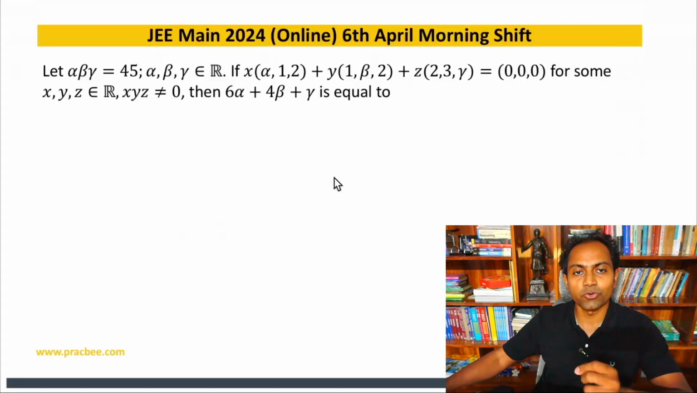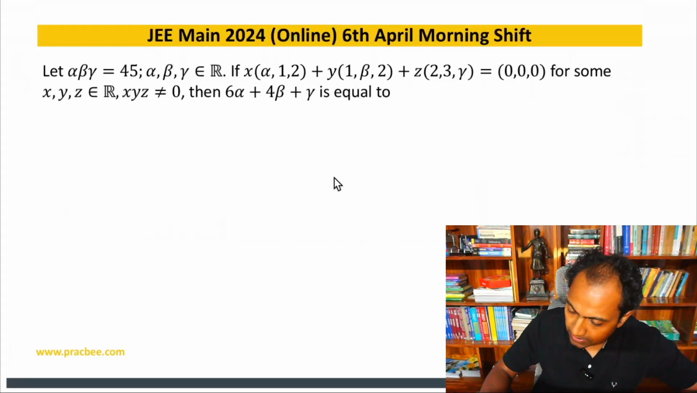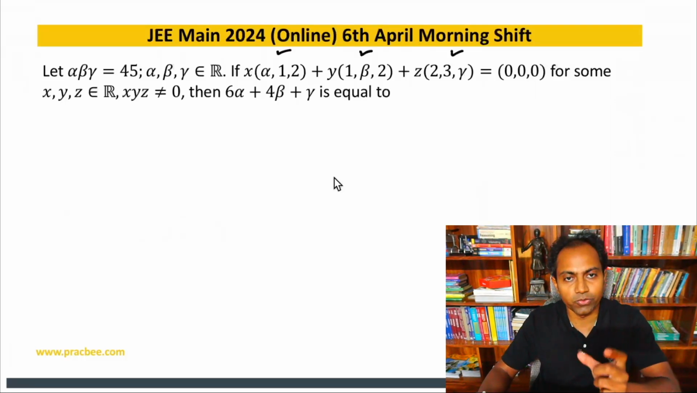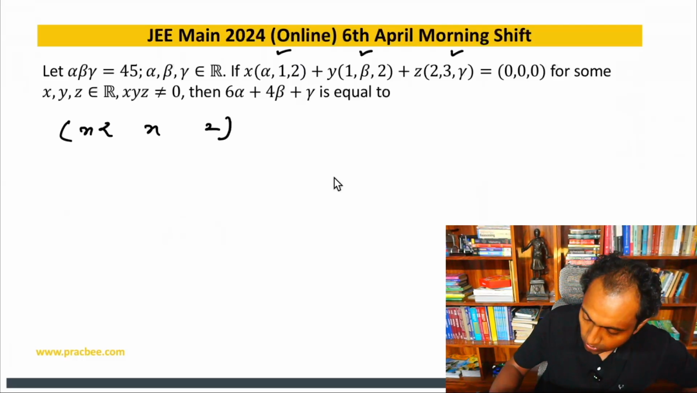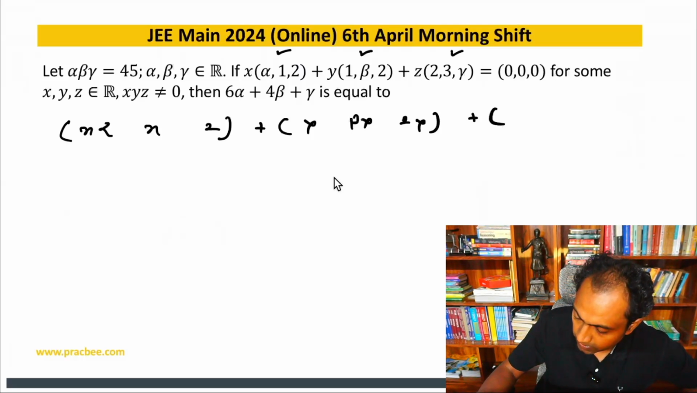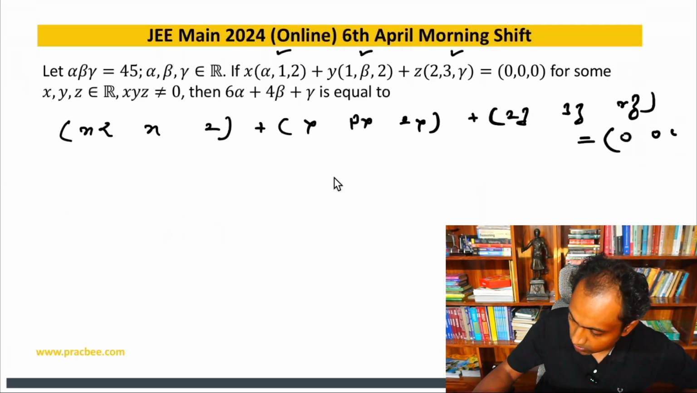If I look into the next 2024 question, it says that they have given us a row matrix in this case. That would mean there is only one row in it. What this essentially means is, if I multiply the first one with x, this will become x alpha, x and 2. The second will become y, beta y, 2y, and the third one will become 2z, 3z and gamma z, and this is equal to 0, 0, 0.